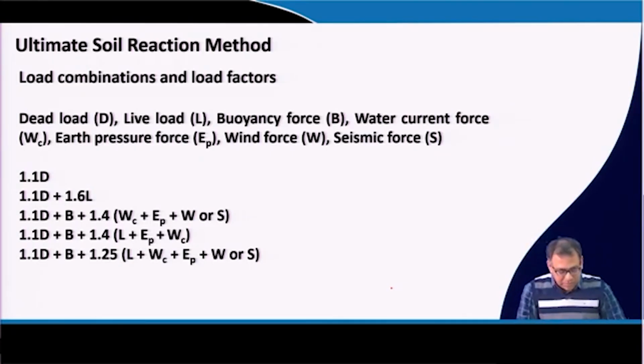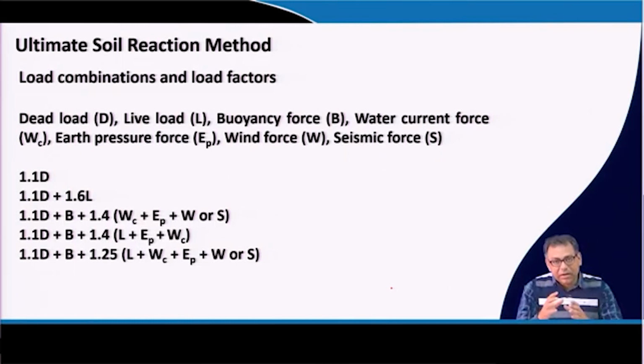or seismic load. Then the next combination is 1.1 D plus B buoyancy force, then live load, earth pressure load and the water current. And the last one is considering all the forces: the dead load, buoyancy load, live load, water current, earth pressure, and wind or the seismic force. Okay, so now different load factors are recommended. For the dead load, 1.1 is the load factor. Why? Because dead load is more or less a permanent type of loading. So that's why a load factor of 1.1 is suggested.